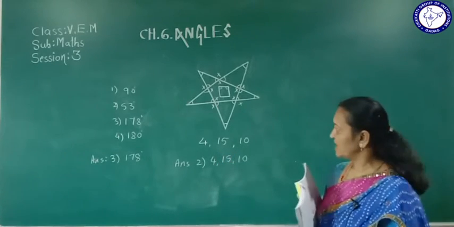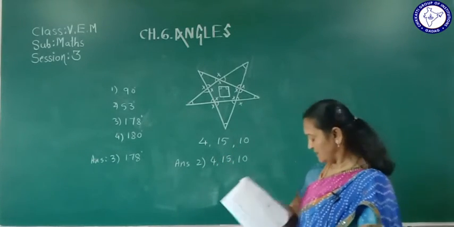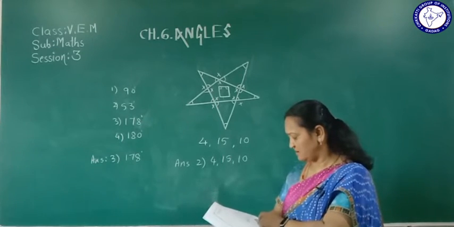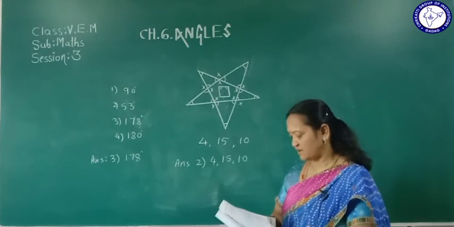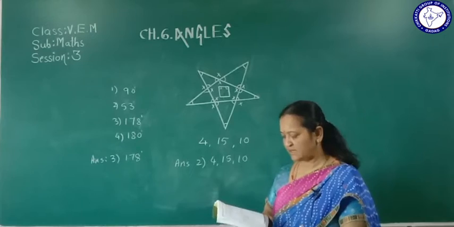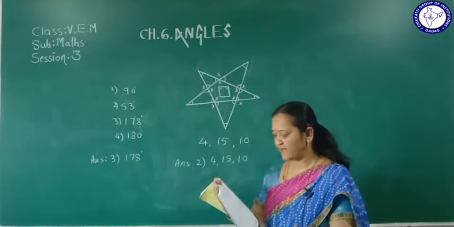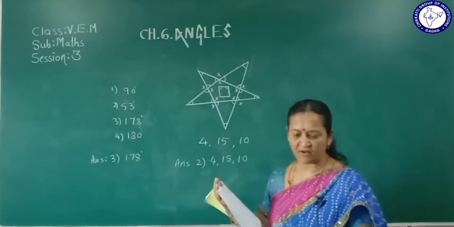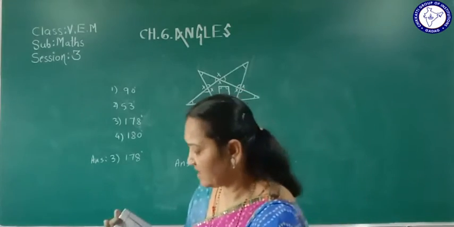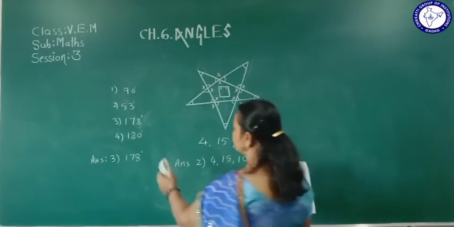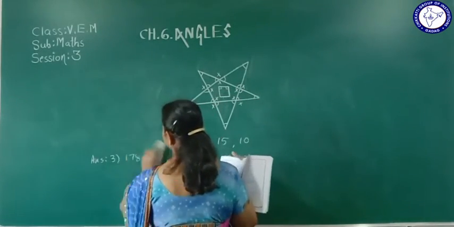Got this? Yes. So here let me go to the next, eighth question. Eighth question, what does it say? Classify the following measures of angles given below. Now what is 16 degree? 16 degree, where should you write it? Yes, acute angle.